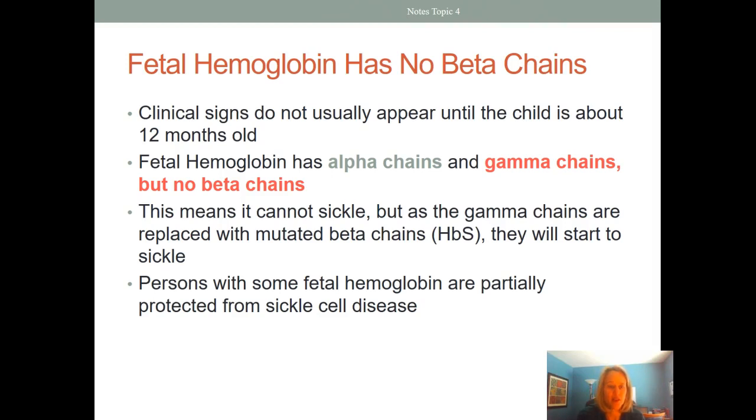So fetal hemoglobin has the alpha chains and gamma chains, but no beta chains. So that means that those fetal cells can't sickle. But over time, the gamma chains are replaced with the mutated beta chains, then they start to sickle. So persons with some fetal hemoglobin are partially protected from sickle cell disease.